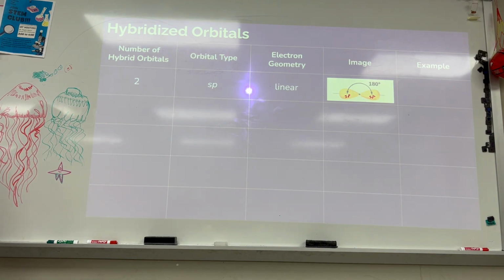A fancy way of saying it is the number of orbitals is conserved. I started with an s and a p, I have two orbitals, I combine them and I get an sp and an sp. I still have two orbitals. The number of orbitals is always conserved. An example of that happening would be beryllium bonding with chloride. Beryllium chloride would do that.